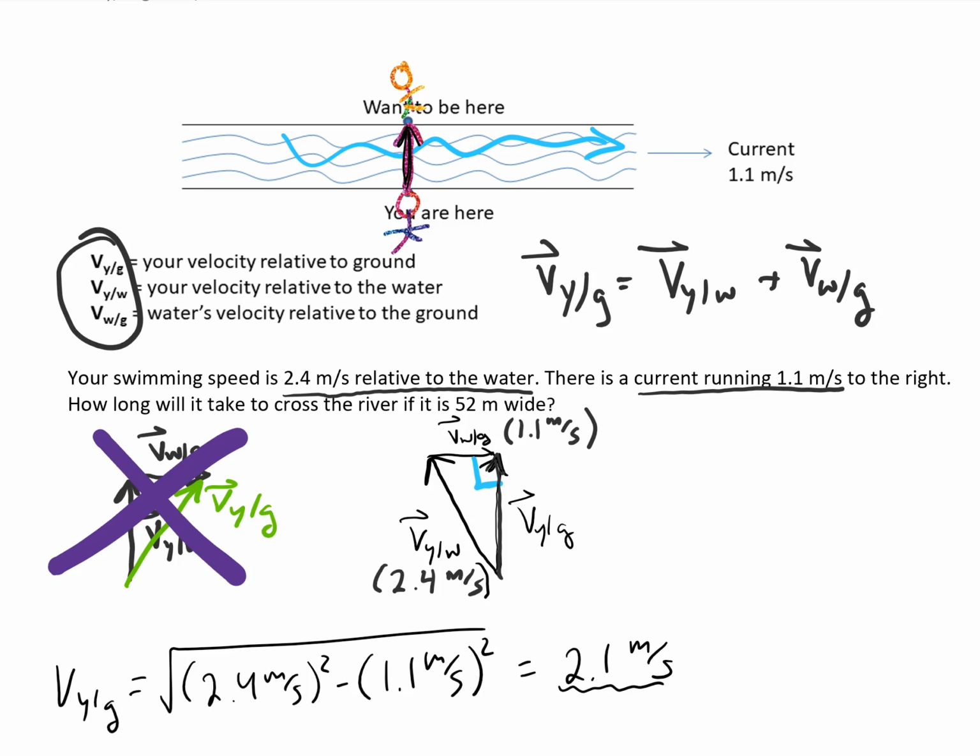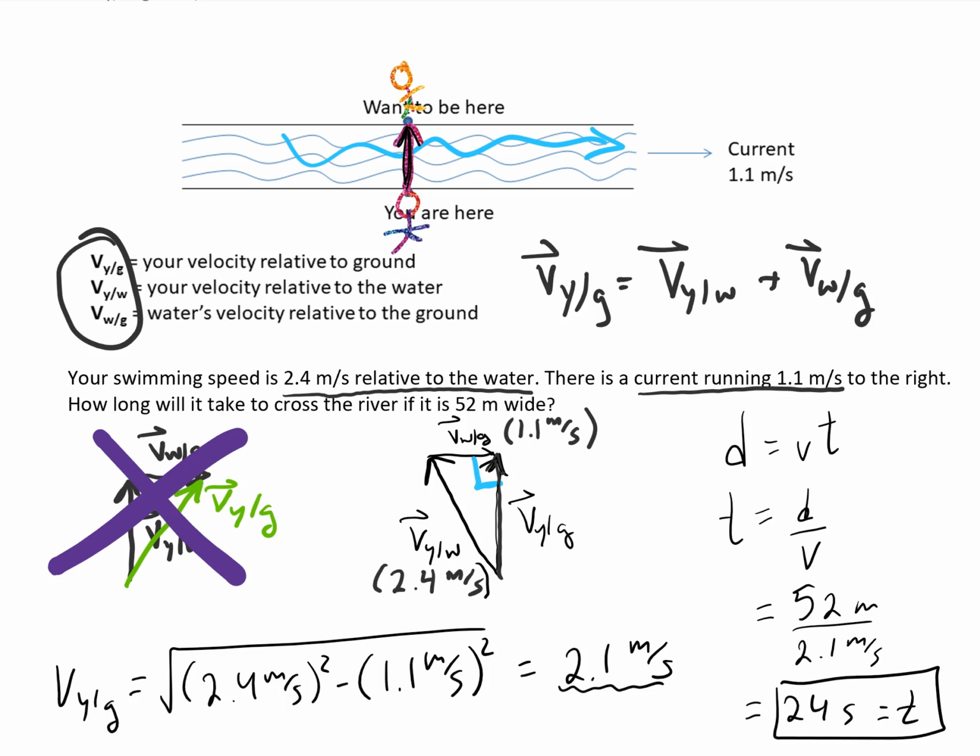relative to the ground, and so we can calculate. We know distance is velocity times time, so if we want to find the time that it takes, we just need to know the distance over the velocity. And for us crossing the river, that's just 52 meters divided by 2.1 meters per second, and it should give you 24 seconds is the time it should take you to cross the river.